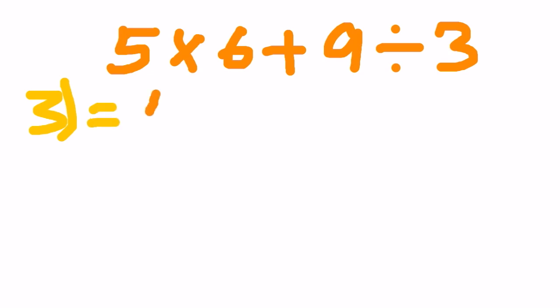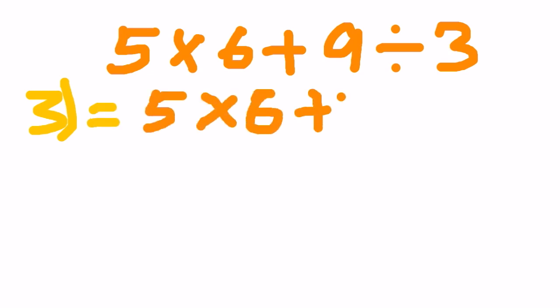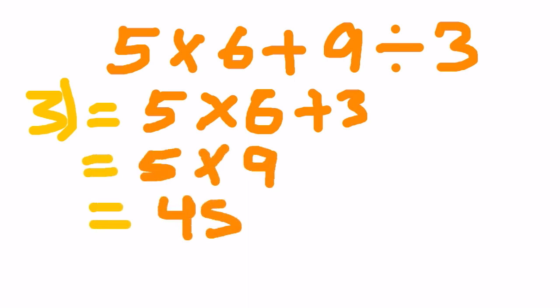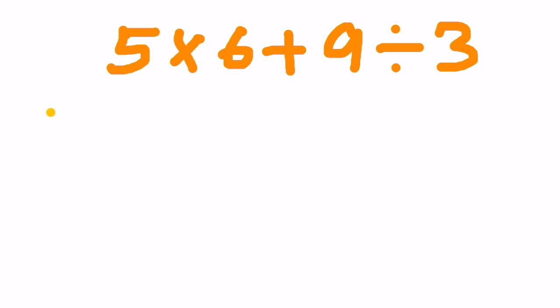I can still do this another way. First, I can divide the 9 and the 3 to get 3, and then add the 3 to the 6 to get 9, and finally multiply the 5 and the 9 to get 45, which is another different answer.